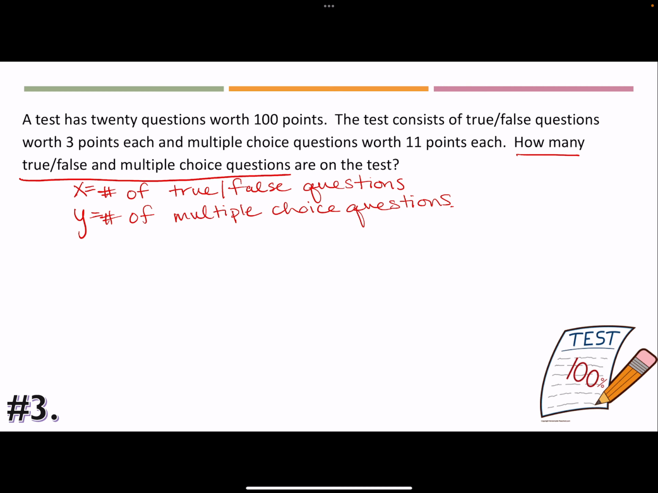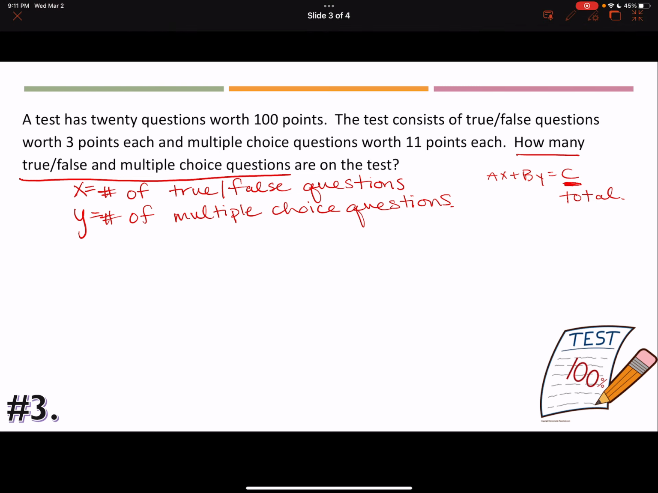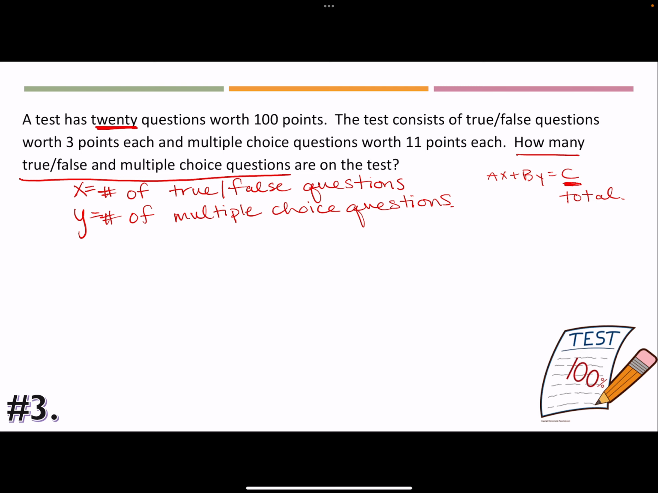If they're both independent, remember, I'm going to use ax plus by equals c. And remember, we talked about c being like the total. So you're going to look for the total or the totals in the problem. If I look, I see that I have two totals. The test has 20 questions total, right? And it's worth 100 points total. So my two equations are going to be equals 20 and equals 100.